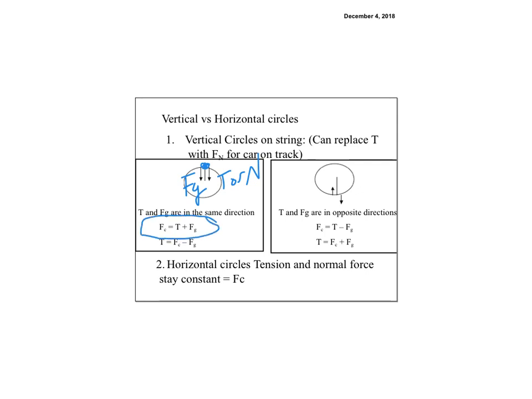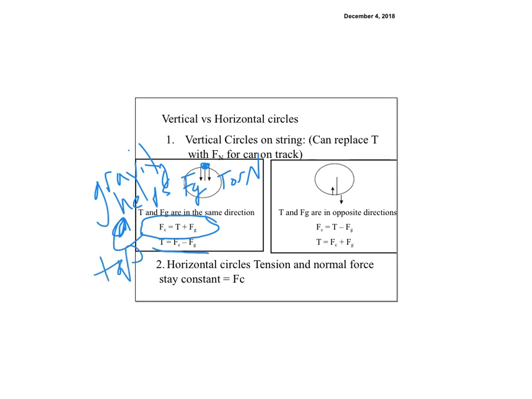And so my tension is going to be less, right? Because it's FC minus FG, because gravity's helping. So gravity helps. That's the concept, at the top.